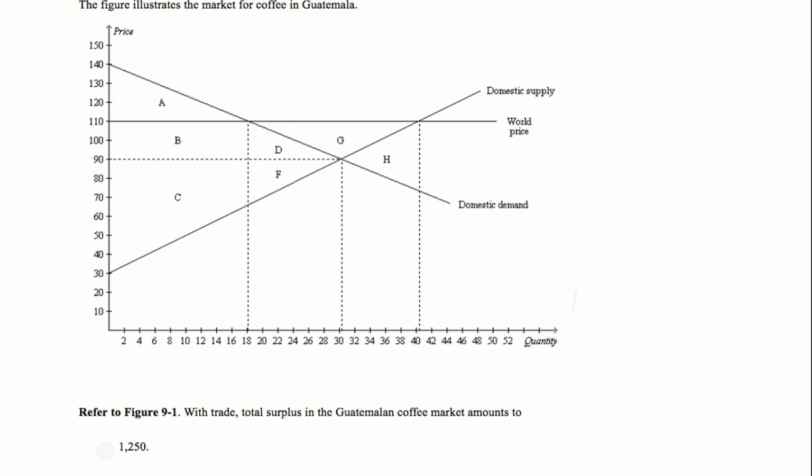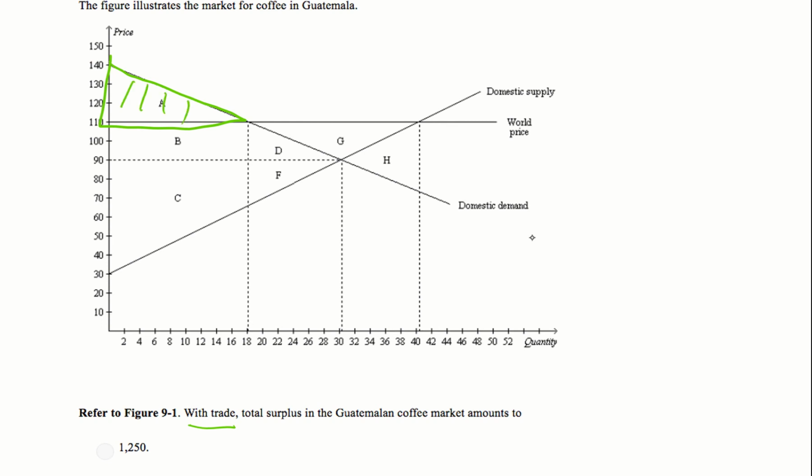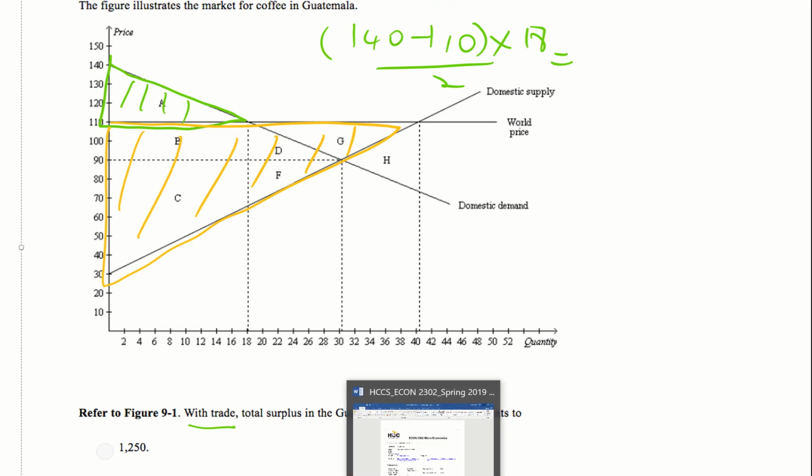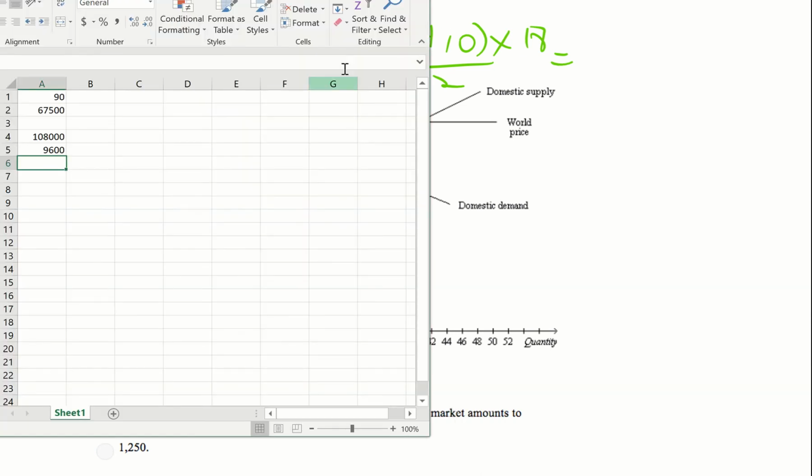All right, next. With trade, total surplus in Guatemala is how much? So with trade, this is the consumer surplus, and then this is the producer surplus, and together is your total surplus. So first let's find consumer surplus. Consumer surplus goes from 140 to 110. That's the vertical difference, times the horizontal difference of 18, divided by 2. So this should be... so much math.